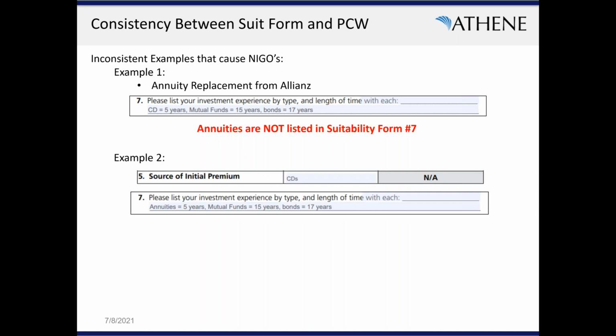Example 2, you have source of initial premium on the product comparison worksheet. Question 5 is CDs. Question 7 on the suitability form, again your investment experience, you have annuities 5 years, mutual funds 15, bonds 17. Well, you're missing CDs. CDs is the source of the initial premium that funded the contract that's now coming to Athene. That's one of the questions that the state of Florida asks: what is the initial premium that's funding the contract that's now being replaced to Athene? If CDs are what funded the annuity that is now being sent to Athene, then CDs is an investment experience that has to be included in question 7. We would have to NIGO for this, and it would have to be corrected by the customer in writing.